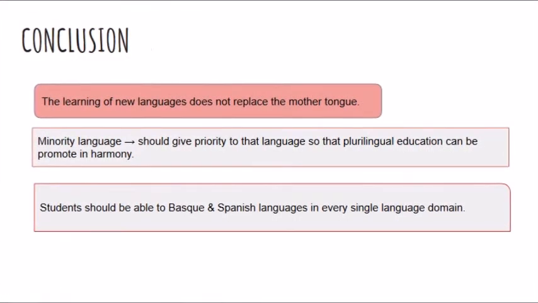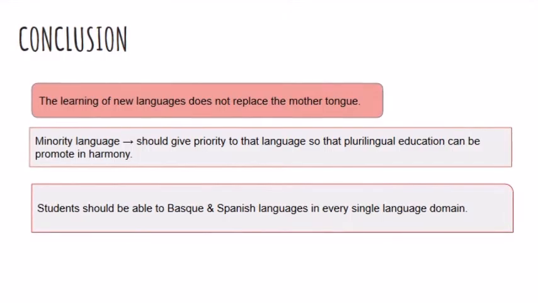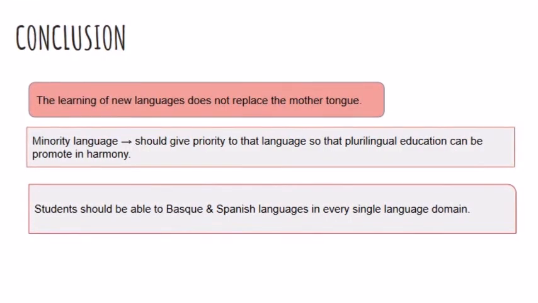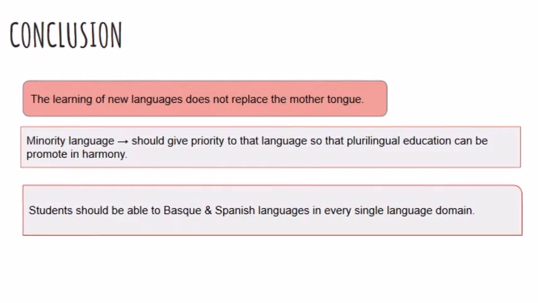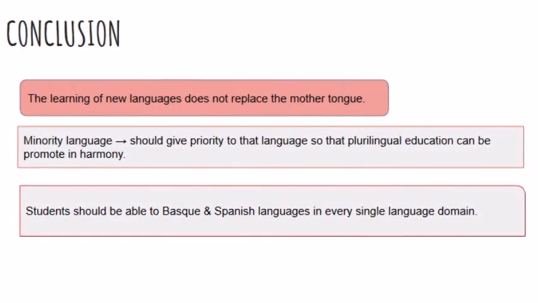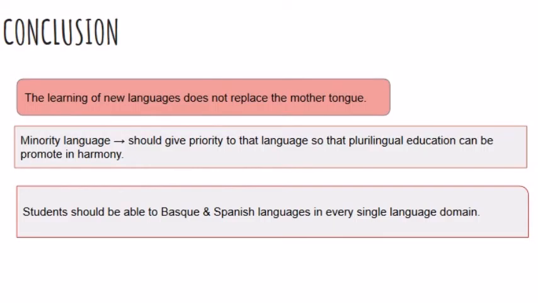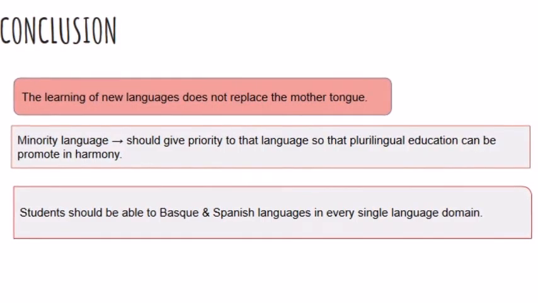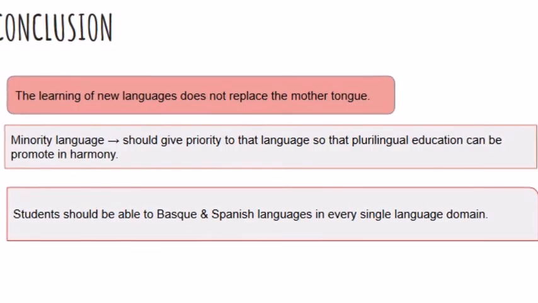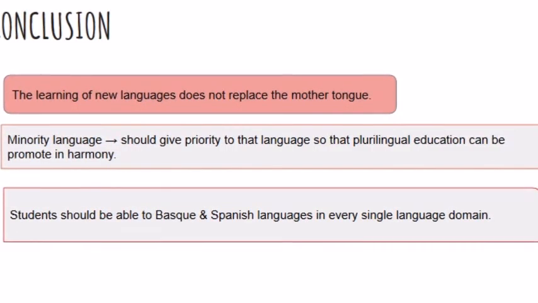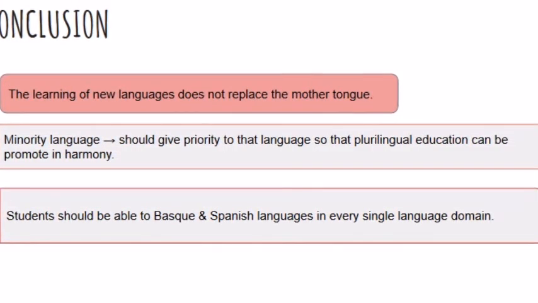In conclusion, the learning of new languages does not replace the mother tongue. If there is a minority language involved, the school should give priority to the language so that plurilingual education can be promoted in harmony. That will help students develop functional bilingualism in Basque and Spanish. Students should be able to use both languages in every single language domain.